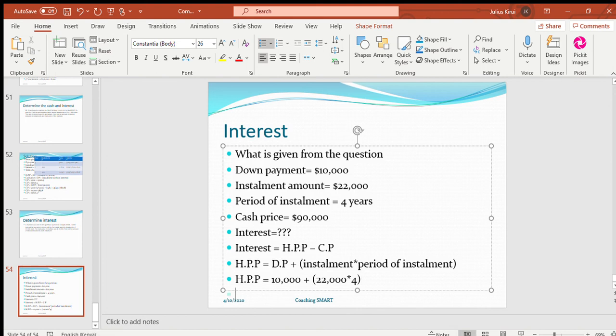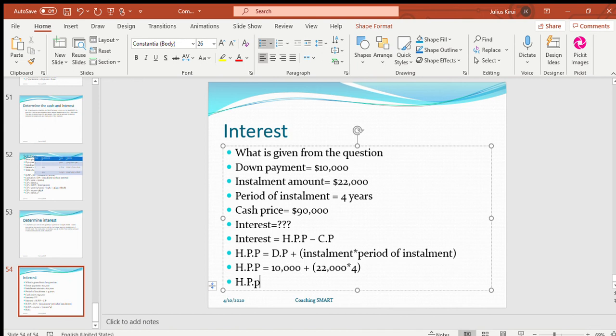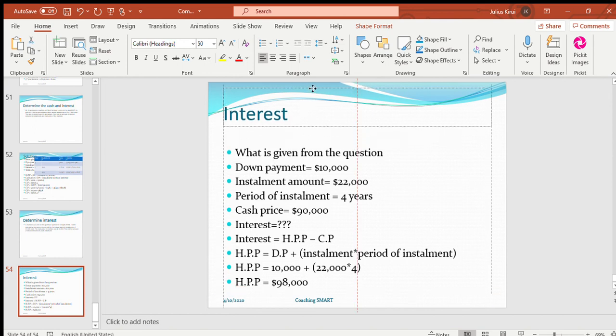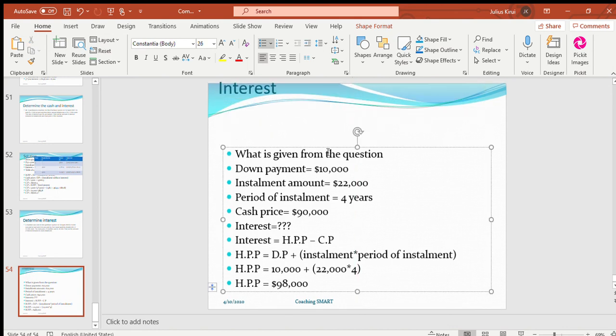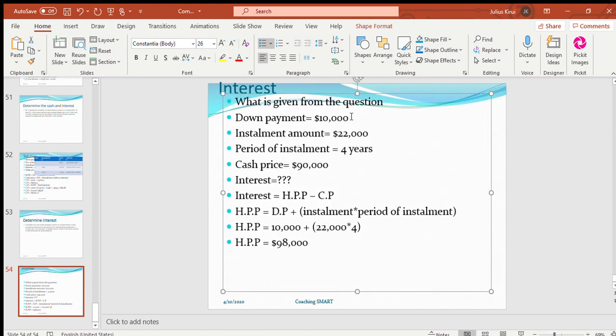So what is our hire purchase price? What are you saying? Are you serious? What is 98,000? So we are getting 98,000. So that is our hire what? This hire purchase price. Say it loudly. Don't fear. No one will discipline you. We removed discipline in the schools, eh? So you have the right to say.